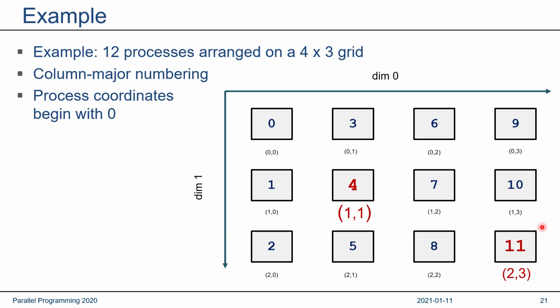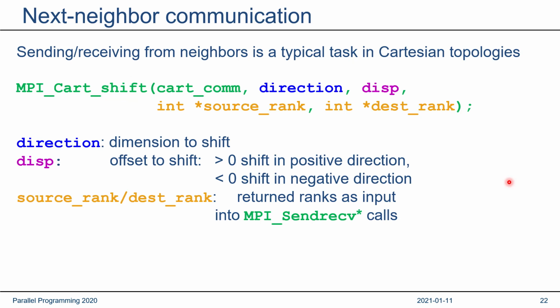Now, of course, if we want to communicate in such a grid, and very often you want to communicate with your direct or next-to-next neighbors, then what we'd like to know is who's our left neighbor, who's our right neighbor, bottom and top neighbor, or neighbor in any direction for that matter. Also, who's our next-to-next neighbor in any direction. MPI provides a function for that, and it's called MPI_Cart_shift.